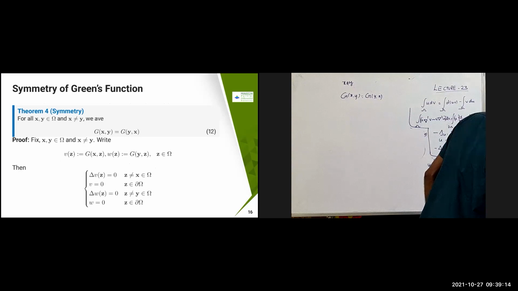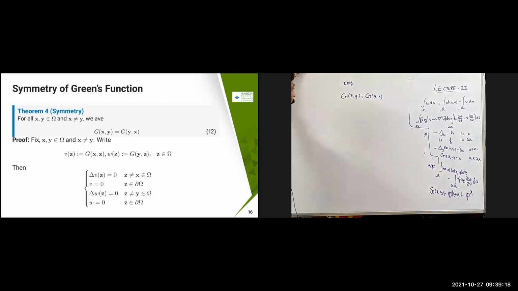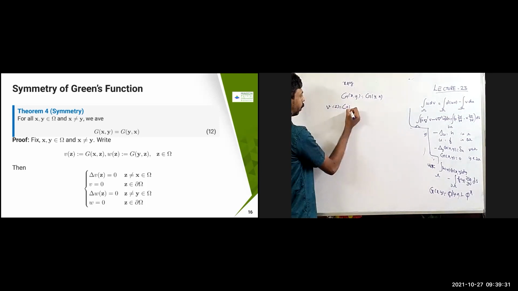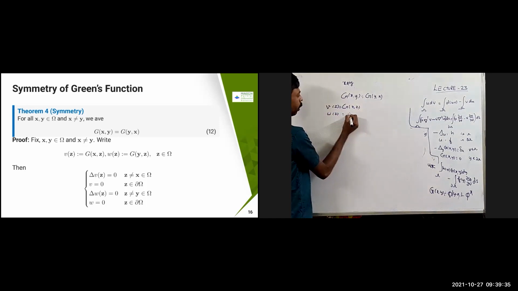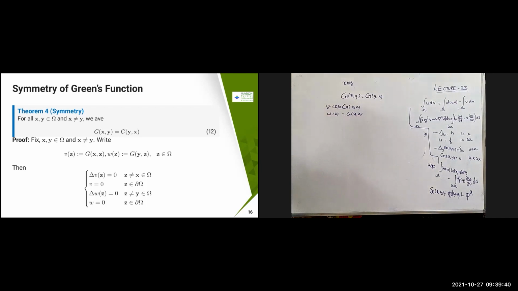So let us prove this. Take x comma y belonging to Omega with x not equal to y. Then we have to prove G of x, y equals G of y, x. Let us fix that. Then I'm going to define a function called v(z) as G of x comma z, and w(z) as G of y comma z, where z belongs to Omega.